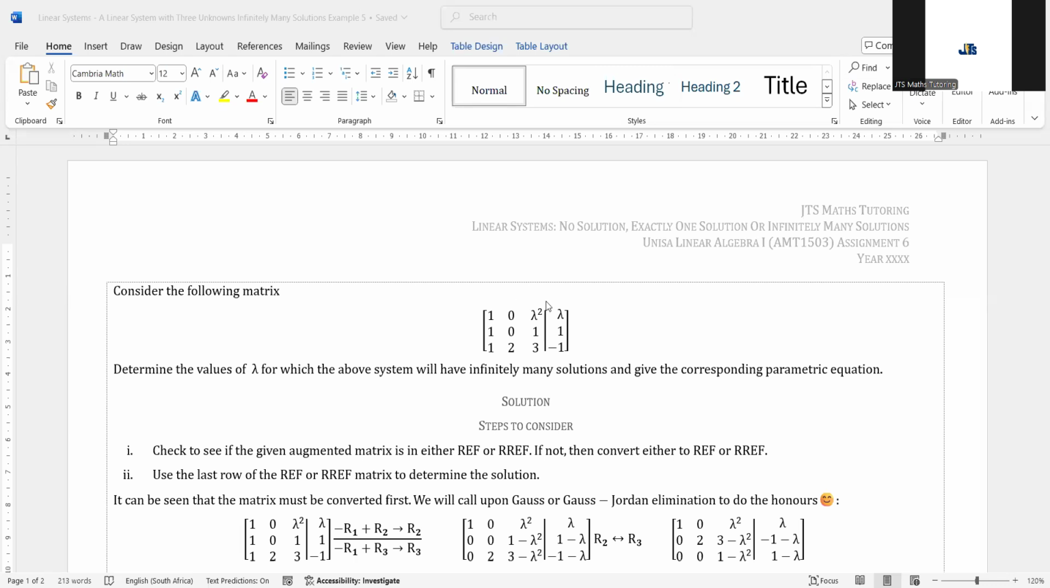Today, we are looking at this system here, and we want to find the value for lambda which is going to make this system have infinitely many solutions, and then give the corresponding parametric equations.